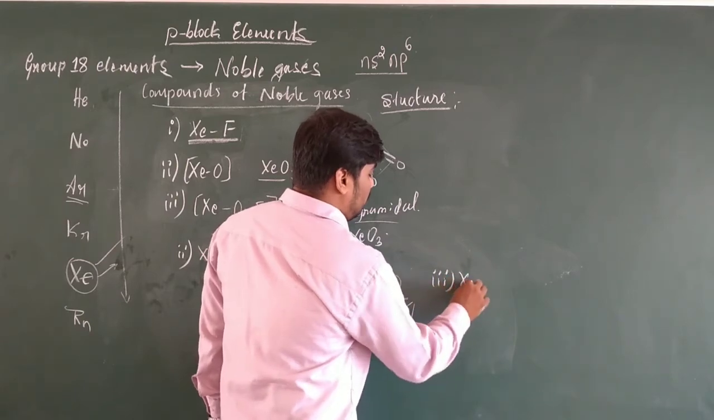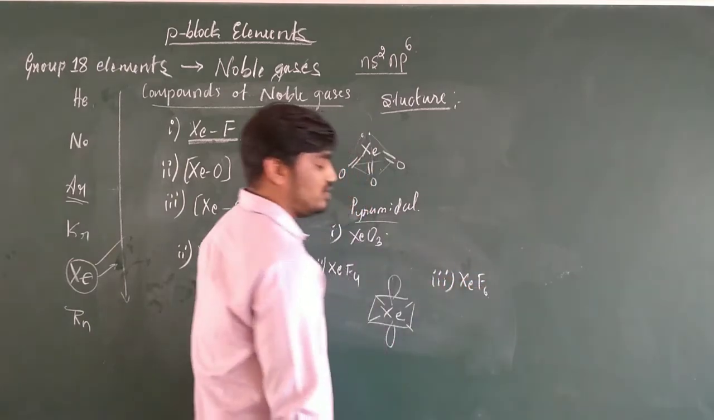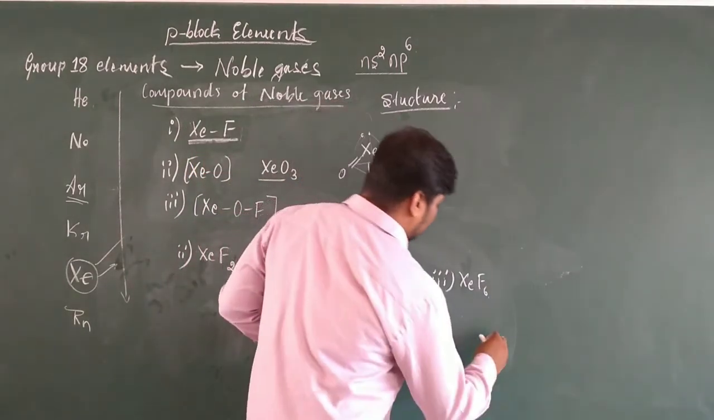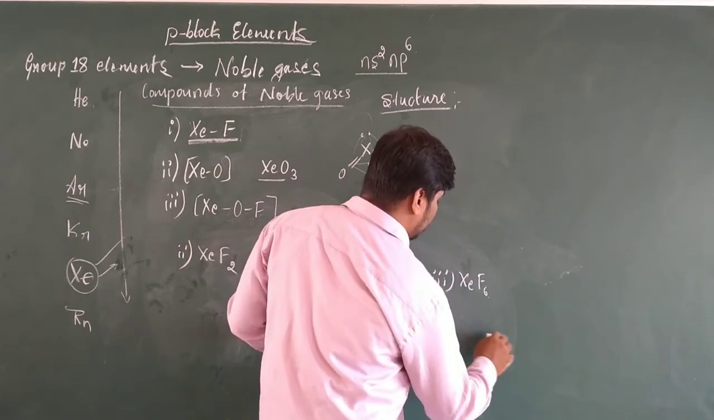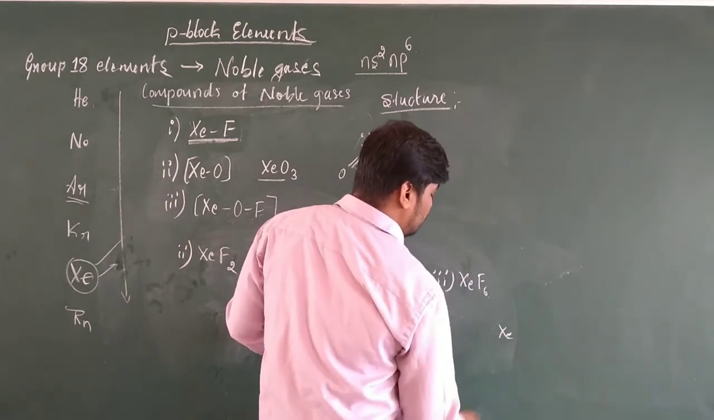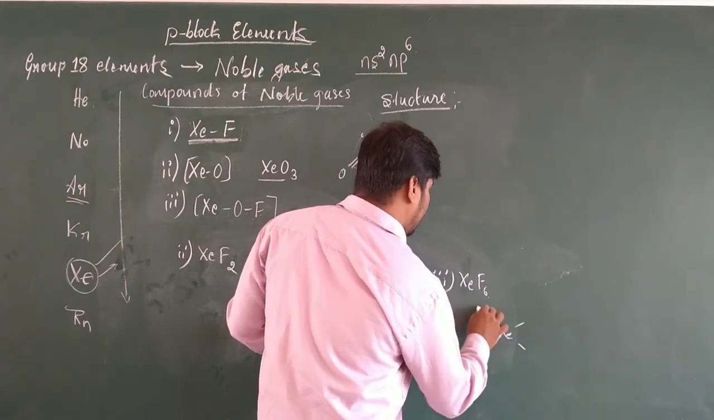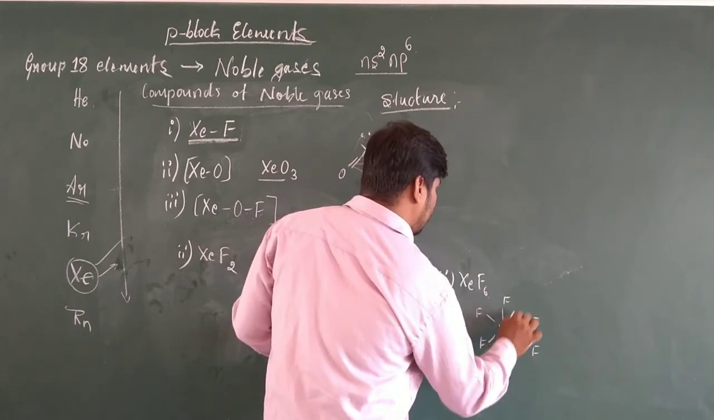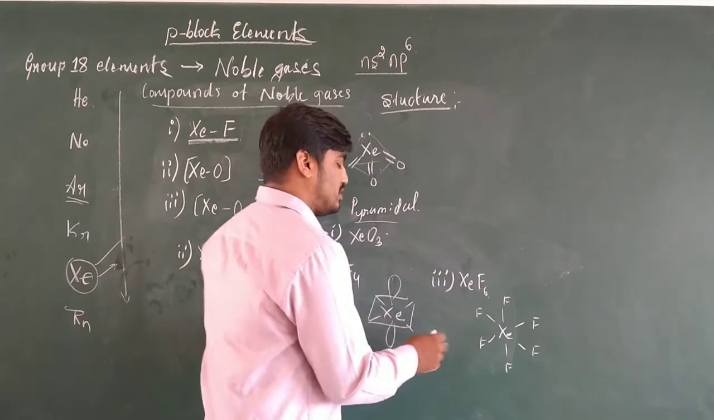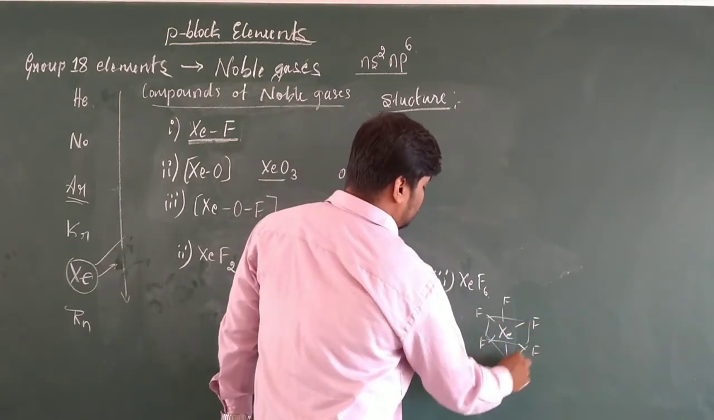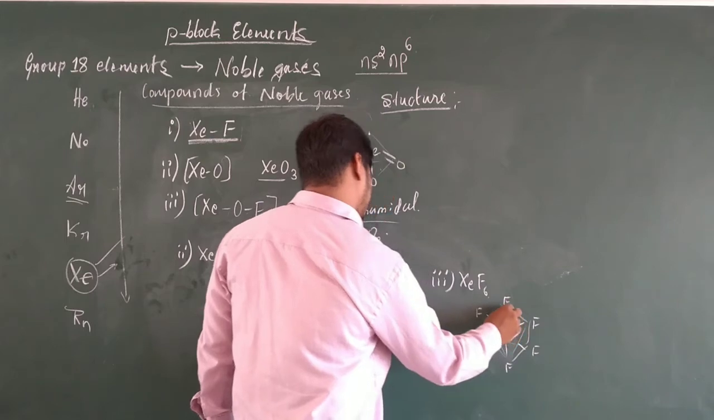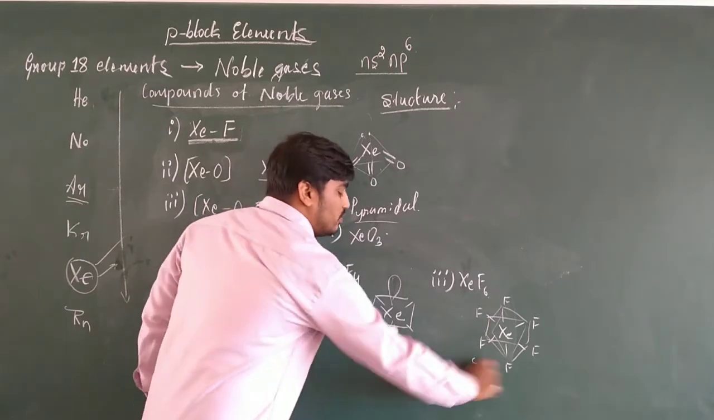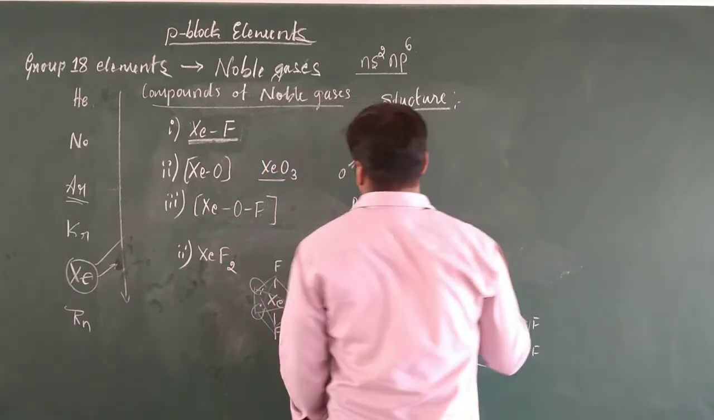Next, xenon hexafluoride, a seesaw structure or distorted octahedral. Here you can see xenon with fluorides in square planar, and because of the fluorides the lone pair is distorted, a distorted square planar bipyramidal. Next, what is the hybridization? It is left to you.